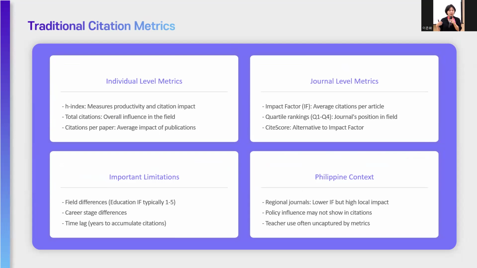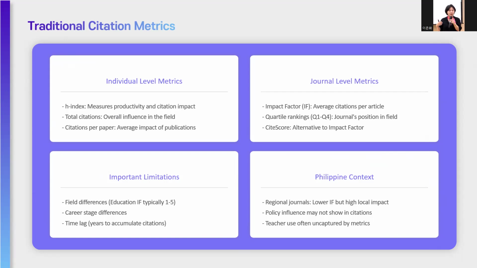Now let's talk about the metrics you will encounter in academic life. These are the traditional ways people measure research impact. At the individual level, you will hear about the H-index. This measures both your productivity and citation impact. Total citations, your overall influence in the field. Citations per paper, the average impact of your publications.